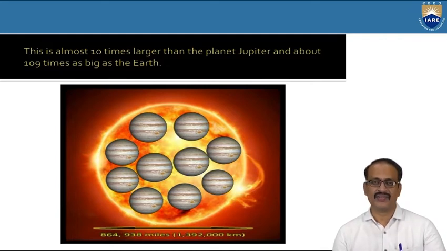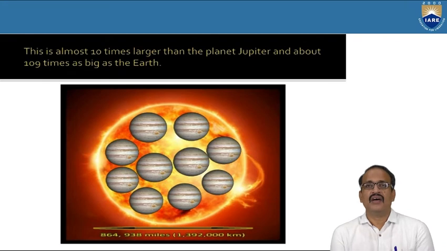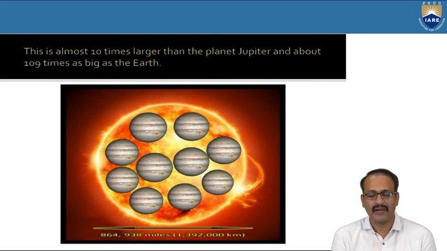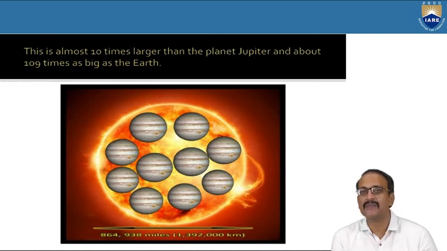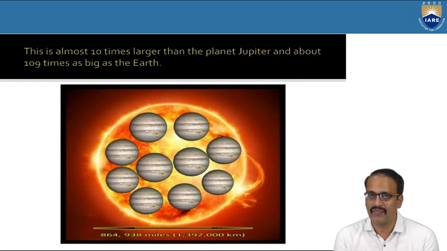So what is the next thing which is bigger after the sun in our solar system? That is Jupiter. Or otherwise we are on the earth, so we can compare with the earth. If you are comparing with Jupiter, the sun is almost 10 times larger than Jupiter. We are telling that Jupiter is the largest planet in our solar family, and the sun is 10 times bigger even than that largest planet.